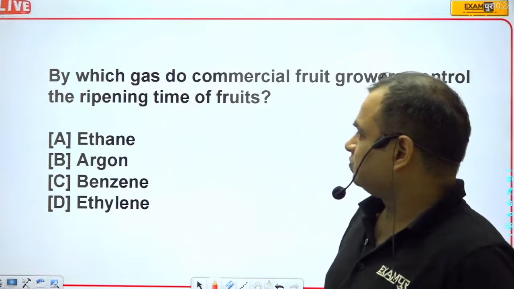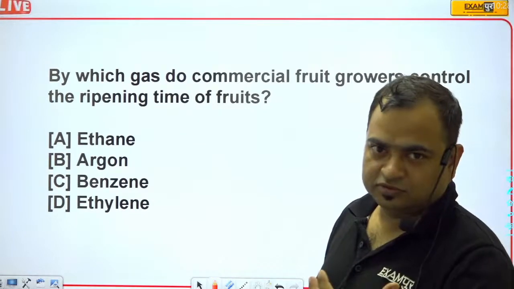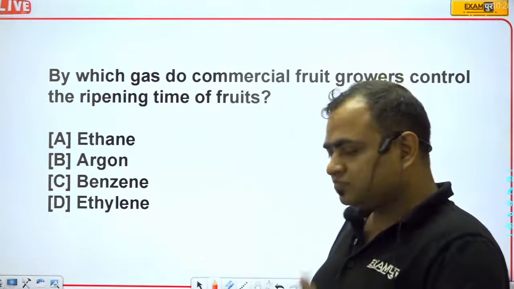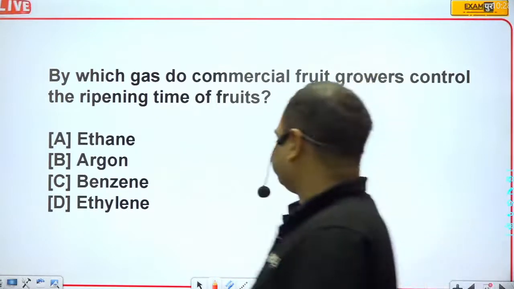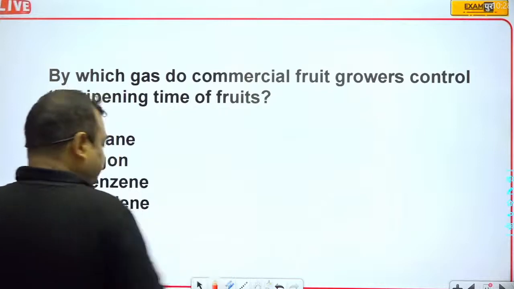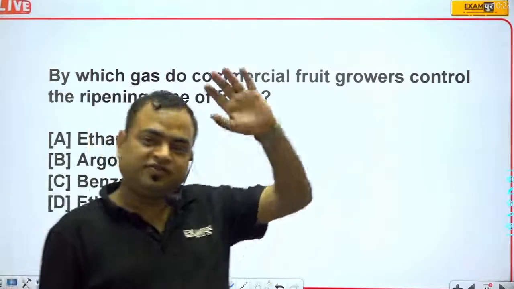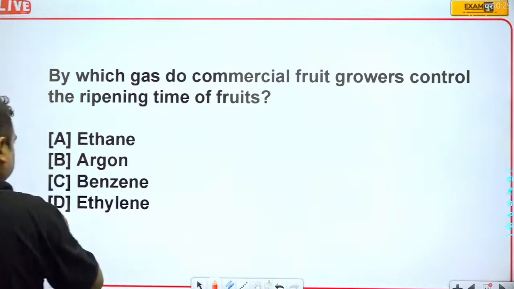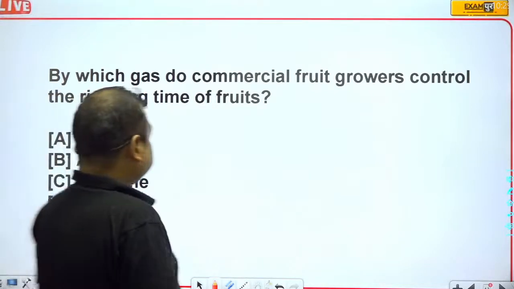So that those fruits cannot get rotted in a short time. It can be stored for a long time also, and this is the reason that you can eat mangoes in the winter season also. So the correct answer is ethylene.